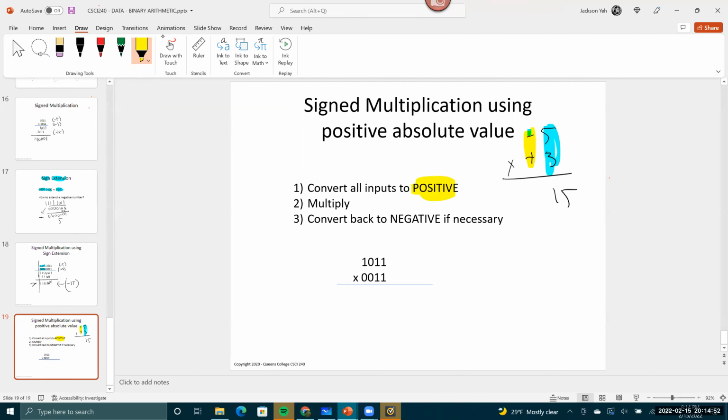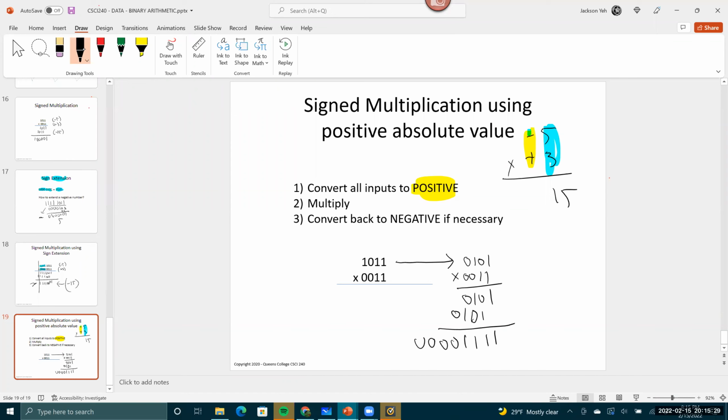Okay, so looking at this, we have 1011 times 0011. The top number is negative, so I need to make everything positive. The top number is -5. I convert it to +5: flip the bits and add 1. I would end up with this, right? +5. And the bottom is already positive, so I leave it the way it is. Okay, so now I multiply that through: 1010, 0101. This is 1, 1, 1, 1, 0. And then of course I double the number of bits, right?